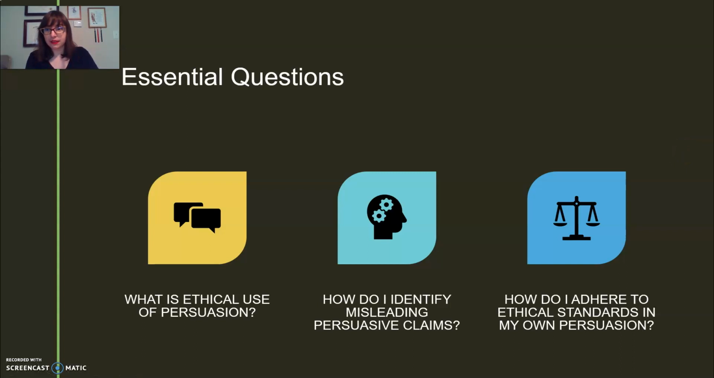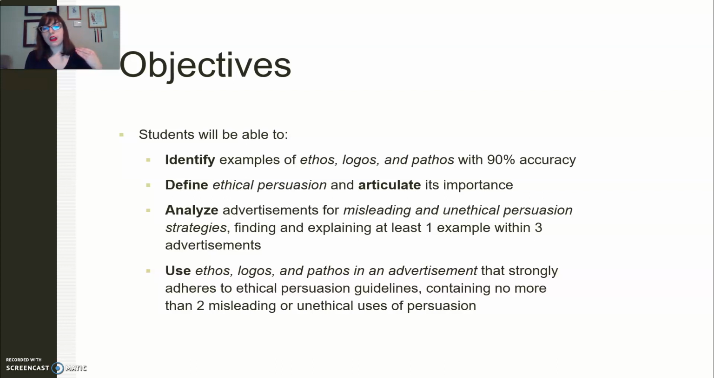And I also have a similar set of objectives for each type of method. And so students will be able to identify examples of ethos, logos, and pathos with about 90% accuracy. They will also be able to define ethical persuasion and articulate its importance, both to themselves and in the world as a whole. They will analyze advertisements or a song, some other text for misleading and unethical persuasion strategies. And they'll be able to find and explain at least one example within 3 advertisements, so one example each.